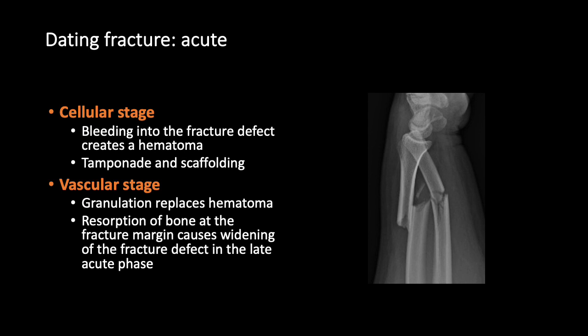In the acute phase, there is a cellular stage and a vascular stage. In the cellular stage, there is bleeding into the fracture defect, which creates a hematoma followed by tamponade and scaffolding. In the vascular stage, granulation replaces the hematoma, and there is resorption of bone at the fracture margin. This causes widening of the fracture defect in the late acute phase.